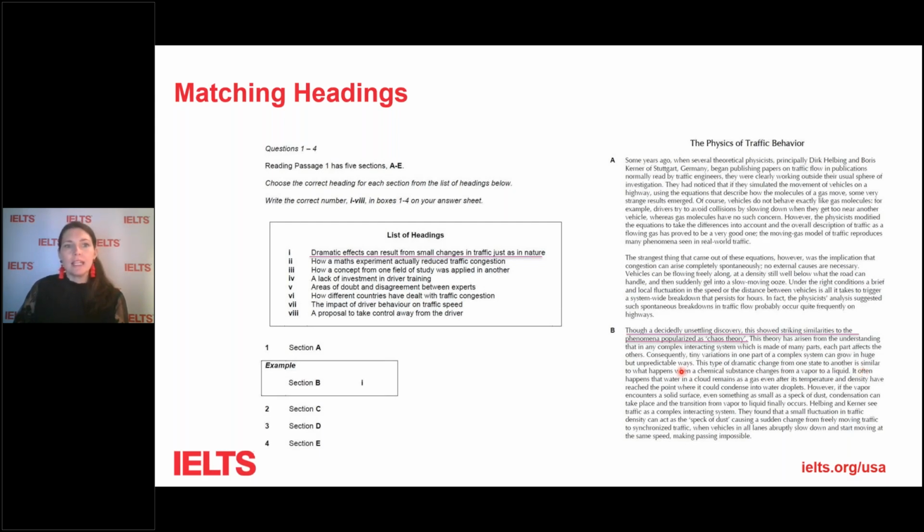This matches this heading. But notice that we're not going to find the heading word for word in the passage. Instead, you need to call on your ability to match the synonyms. So instead of dramatic effects like we see in the heading, here we have huge and unpredictable ways. Instead of small changes, we have tiny variations. And so you would match the different headings to the different sections of the passage.